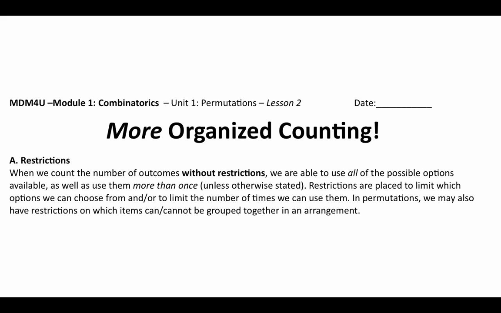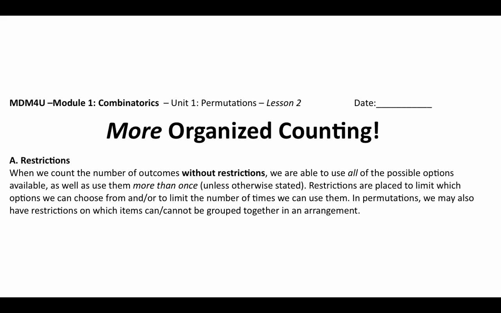So when we count the total number of outcomes without any restrictions, we're able to use all of the possible options available, as well as often using them more than once. So if it's not stated, then usually repetition is allowed. If any restrictions are not stated, then you can assume that it's limitless, that you have no restrictions.